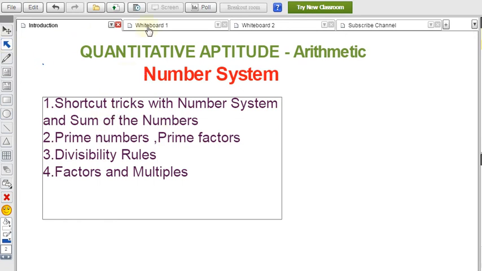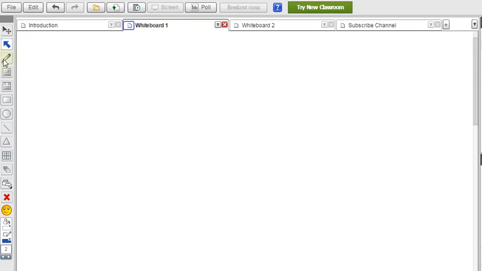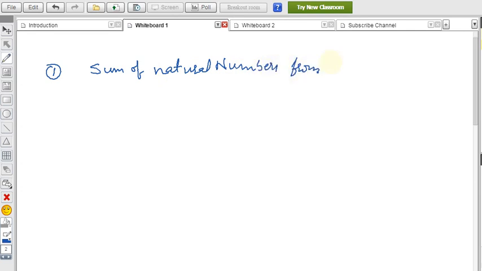Okay, for example, the first problem. The question is related to the number system. What is the sum of the natural numbers from 1 to 100? Without adding 1, 2, 3, and so on up to 100, we have to find out the sum of these numbers. So I'll give the shortcut formula for this.